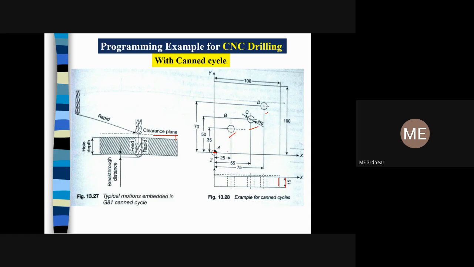Now the coordinate points have already been given. 25, 35 is the first coordinate point, that is B point. 55, 50 is the second coordinate point, and for D point, 70 and 75 is the coordinate point. The total billet size is 100, and the depth of the workpiece is 15 mm. This dotted line is nothing but the reference plane, the clearance plane. On the basis of that, I have to give some code.